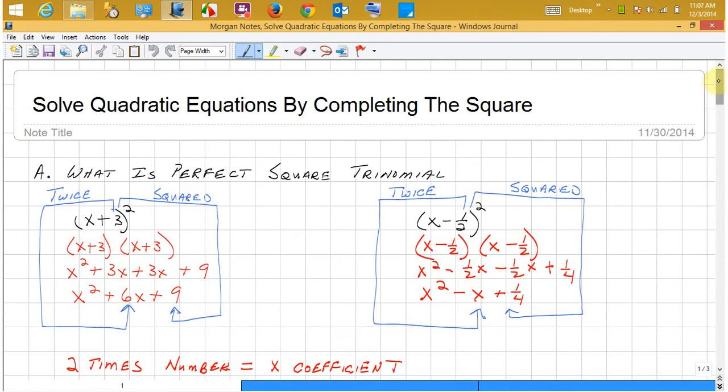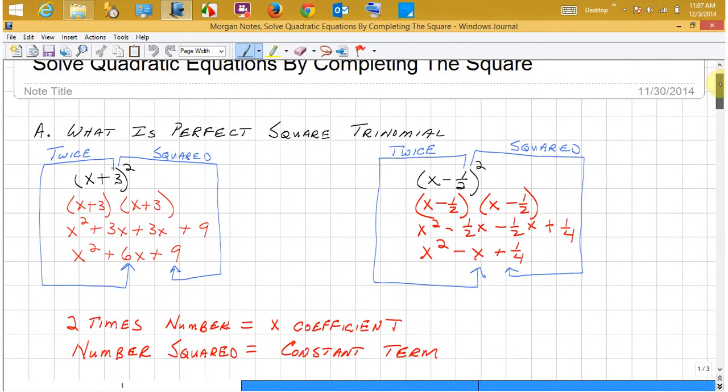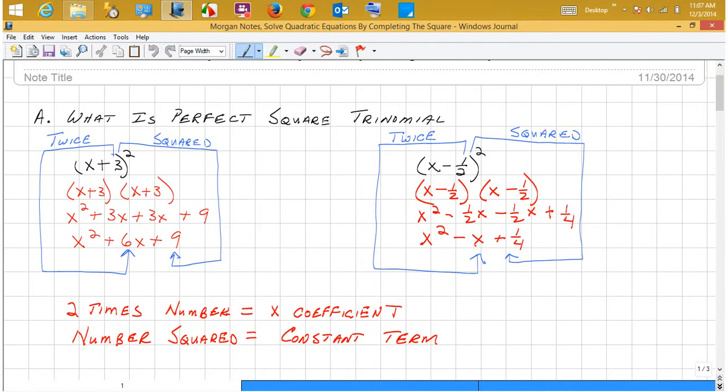In this video, we are going to use a technique called completing the square to solve quadratic equations. And this technique is very useful because it's going to allow us to solve any quadratic equation. Before we start, we have to understand what a perfect square trinomial is. So let's take a look at a couple examples here.